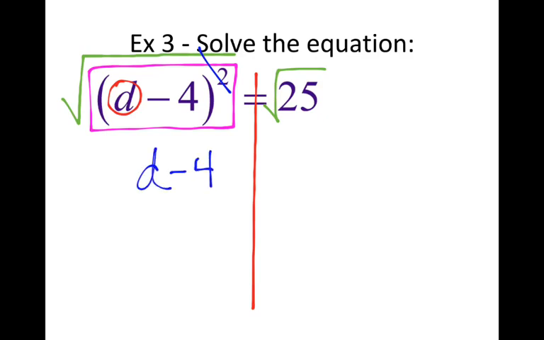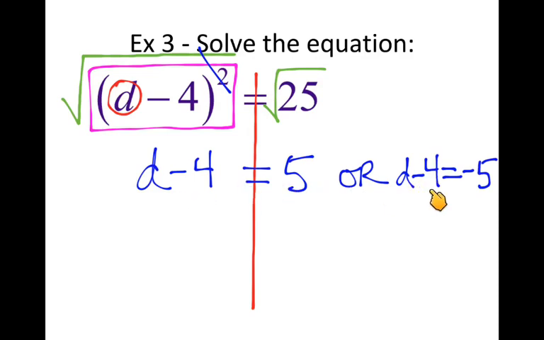On the right side, when we take the square root of 25, we're looking for a number that multiplies by itself to get 25. What's that going to be? 5 or negative 5, right? So we're going to have two equations again. So we've got or. This time when we write our second equation, what's it going to be? We're going to have equals negative 5 on the right side, but what's the left side of that second equation going to be? Still going to be d minus 4. So these two equations are going to look the same, except one's going to have a positive 5 on the right side, the other one's going to have a negative 5 on the right side.